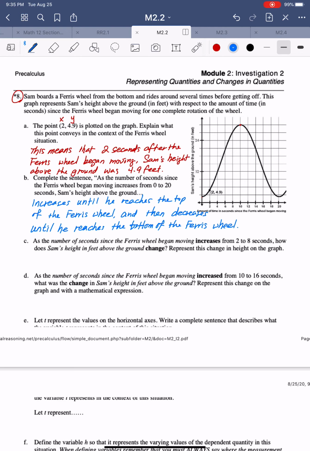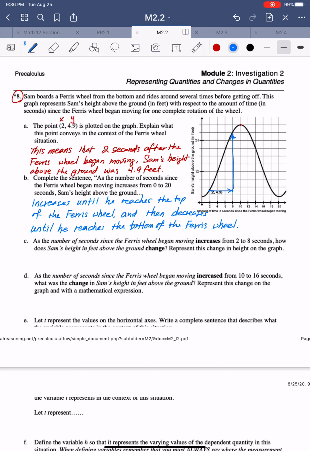And then letter C. As the number of the seconds since the Ferris wheel began moving increases from 2 to 8 seconds, how does Sam's height in feet above the ground change? Okay, so we're gonna make the vector to use. From 2 to 8 seconds, right here. So the time changed from 2 to 8 seconds, and then Sam's height is changed this much.